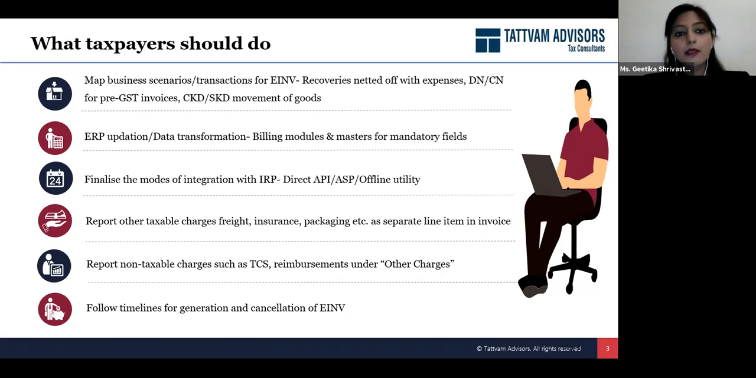The second step is regarding the system updations, ERP updations or data transformation. Why is it necessary? Because like in your GSTR returns, you are having certain data points in your system which have to be sent to the portal. Similarly, e-invoicing also has certain mandatory fields without which if any data is pushed to the portal, there will be a validation fail check and your invoice or IRN number will not get generated.